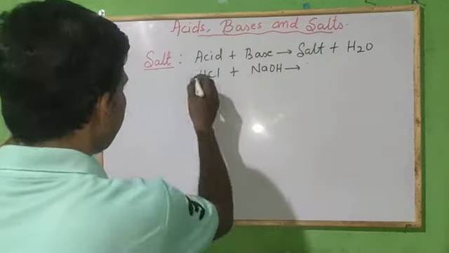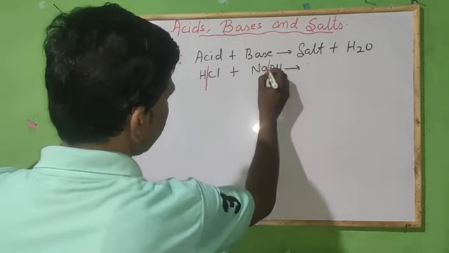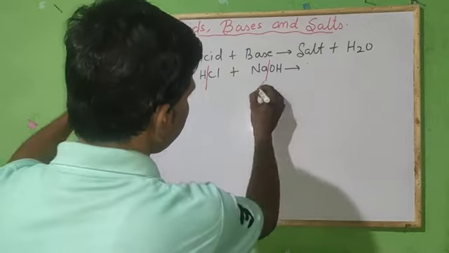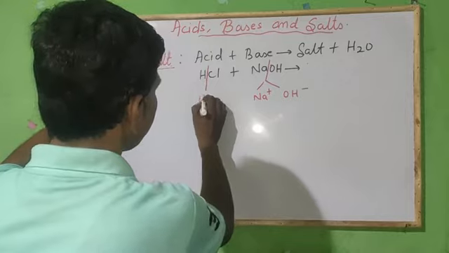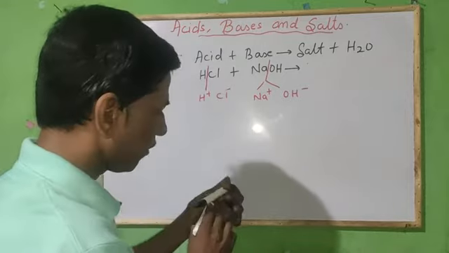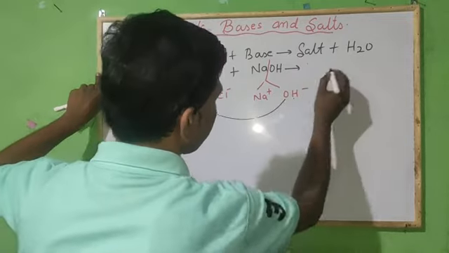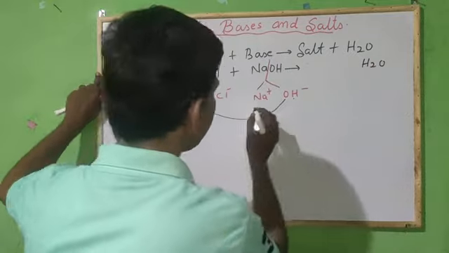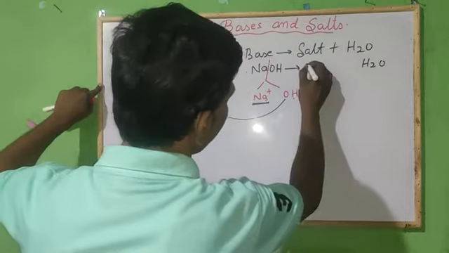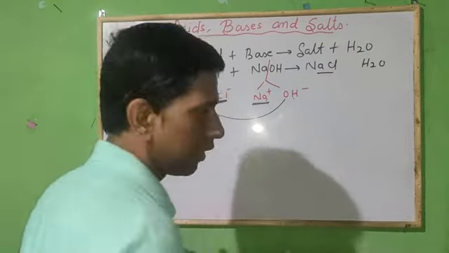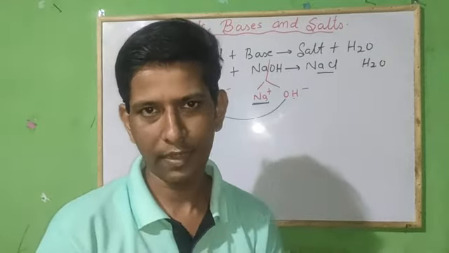You can see that the acid releases H plus ion, and the base releases Na plus and OH minus ions, and here it will form H plus and Cl minus ions. This H plus and OH minus will combine together and form water, H2O, and the cation Na plus and anion Cl minus combine and form NaCl, that is salt. Clear? So dear children, a salt has at least one cation and one anion.